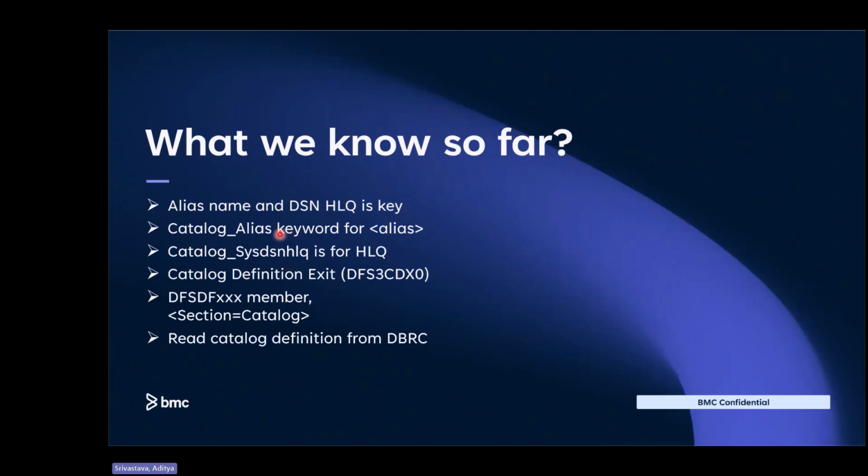If you don't want to provide these details, then you can always provide the catalog definition exit DFSCCDX0 in your STEPLIB concatenation. And if that is not present, or if you don't find the relevant information there, then you can always provide the DFSDFxxx member's name using the DFSDF keyword, where it goes into that section equal to catalog and brings the information from there, right? If none of them matches, then obviously the information from the RECON will be read at that time. And we have seen the order in which it is done.